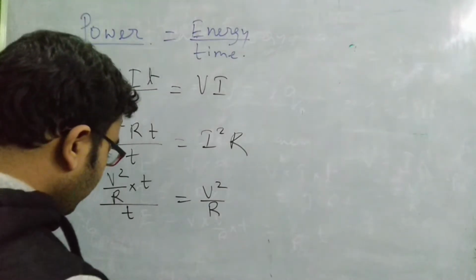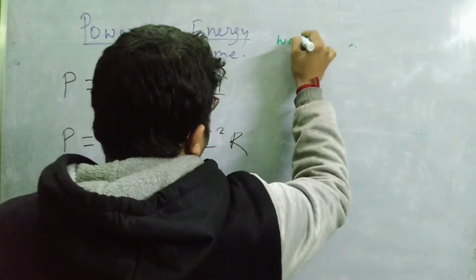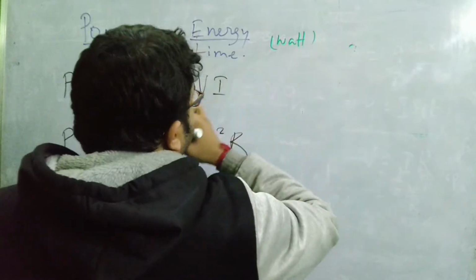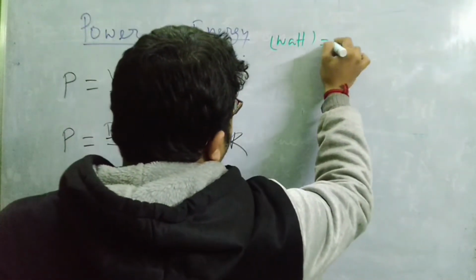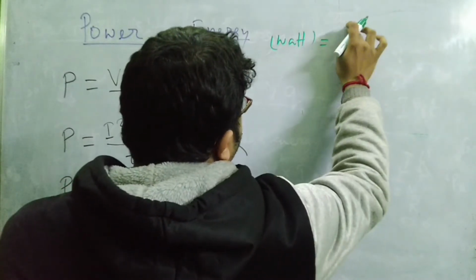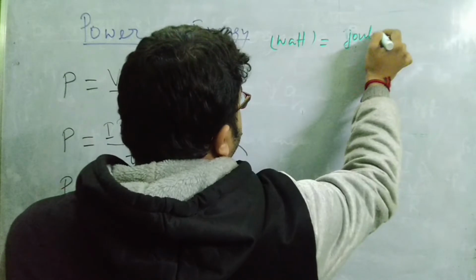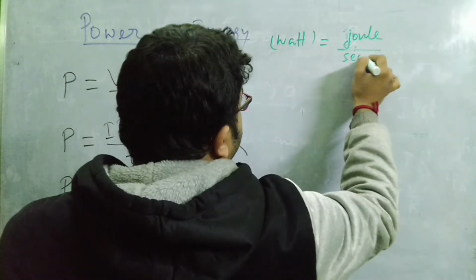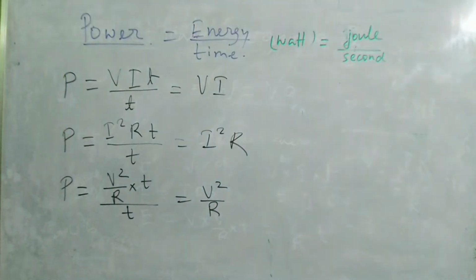And if you talk about the unit, SI unit of electrical power, we say it as watt. Okay. So unit of power is what? What is Joule? It is Joule by second, isn't it? So that gives us Joule by second. So this is the concept of electrical power.